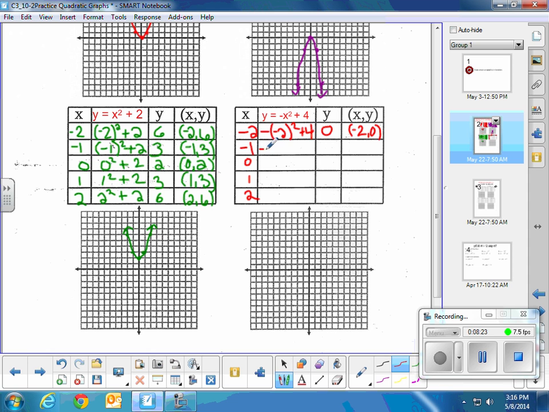Next, we want the opposite of negative 1 squared, plus 4. Negative 1 squared ends up being 1, and then the opposite of 1 is negative 1. Negative 1 plus 4 is 3. Negative 1, 3 is your ordered pair. Now we want the opposite of 0 squared. 0 squared is just 0. The opposite of 0 is just 0. 0 plus 4 is 4. The ordered pair then is 0, 4.